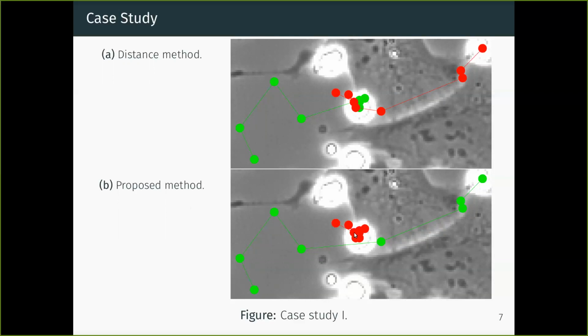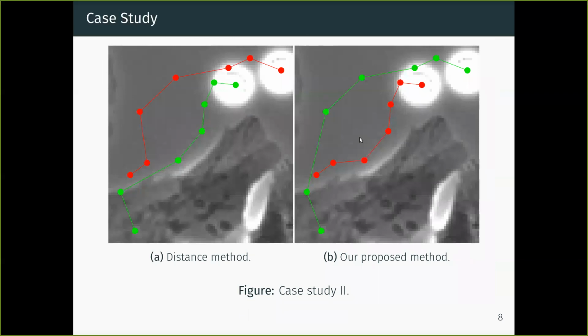So by careful observations, we would prefer this one as the truth. So in other words, the distant method makes mistakes when the green cell passes by the red cell. So why is this more reasonable? Since the green cell moves faster than the red cell, and it also has a clear direction, but the red cell just moves randomly around a point. But the distant method suddenly slows down the green cell and speeds up the red cell, which is not quite realistic. Another case study also shows the power of our proposed method.